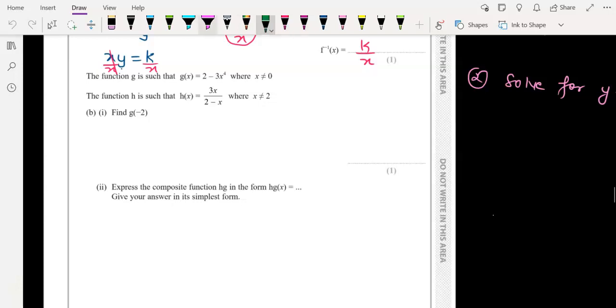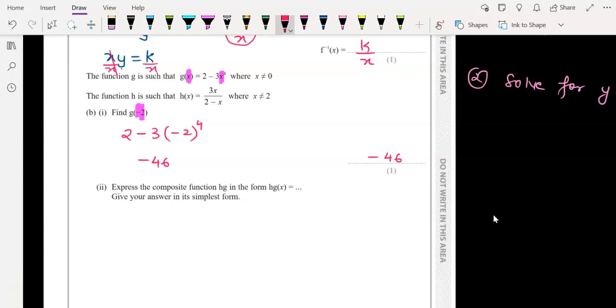So you want to find g of minus 2. What we have to do is, in place of x, we want minus 2. On the right hand side also, in place of x, we will write minus 2. So g of minus 2 will be 2 minus 3, replacing x by minus 2, so (minus 2) to the power of 4. Minus 2 to the power 4 will be 16, times 3 is negative 48, plus 2 will give me minus 46. So my first answer is negative 46.